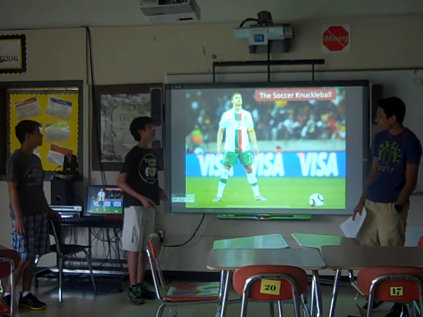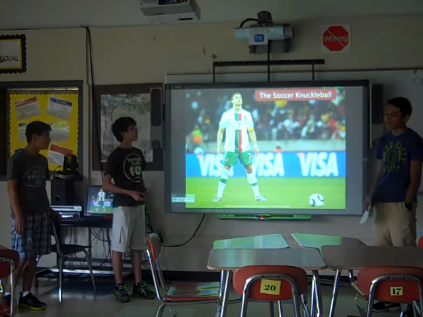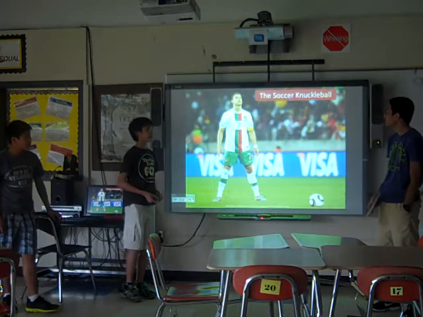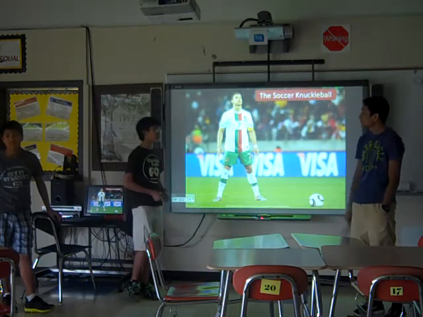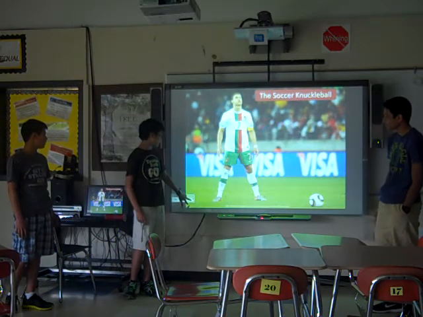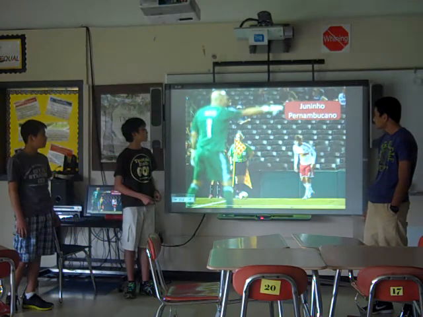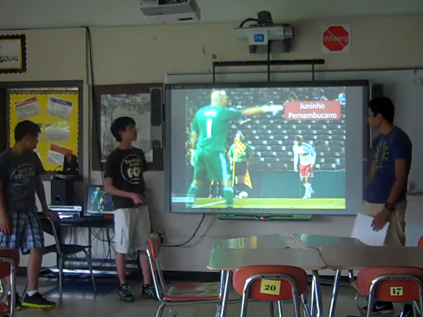Okay, so this is the knuckleball. It's probably the hardest shot to do. So yeah, this is Ronaldo, and he's really good at the knuckleball. And he's also really good.